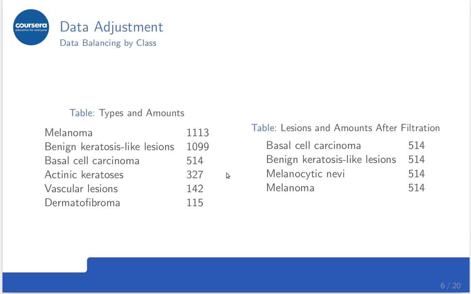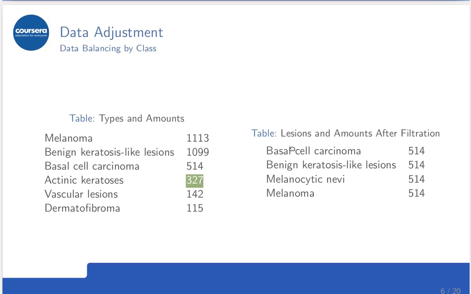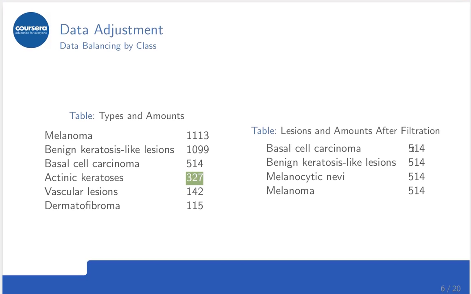Data adjustment, data balancing by classes. The data had 7 classes, but some have few examples, in vascular lesions and dermatofibroma. Because of this, I removed 3 classes: actinic keratosis, vascular lesions, and dermatofibroma, and used only the other 4 classes. 514 examples randomly chosen from each formed the dataset used.